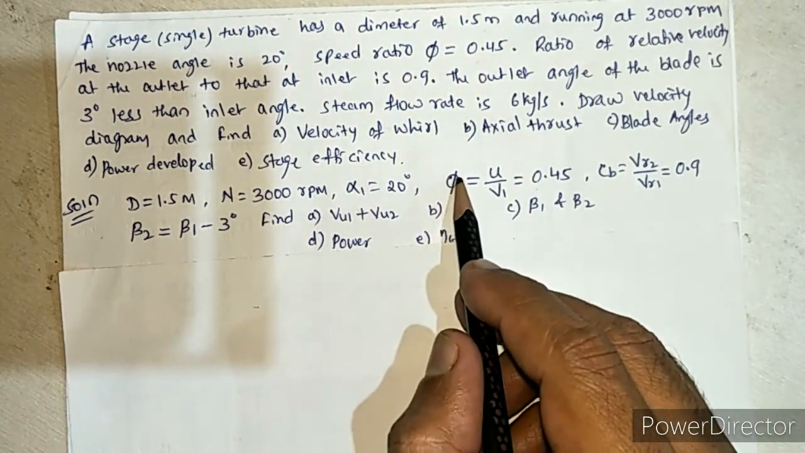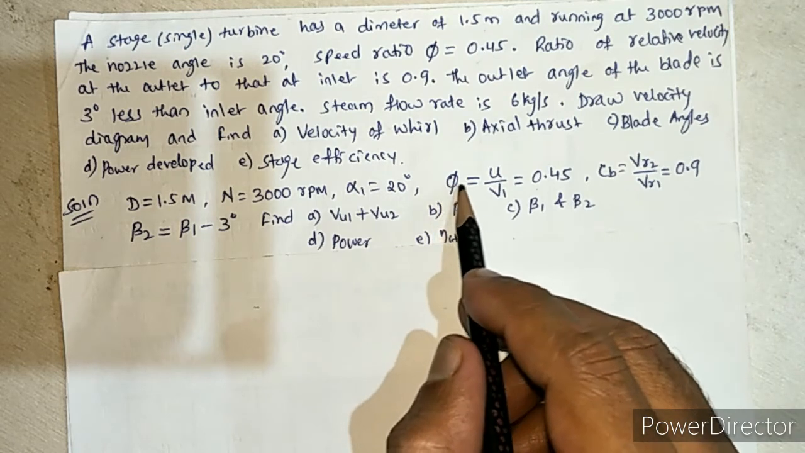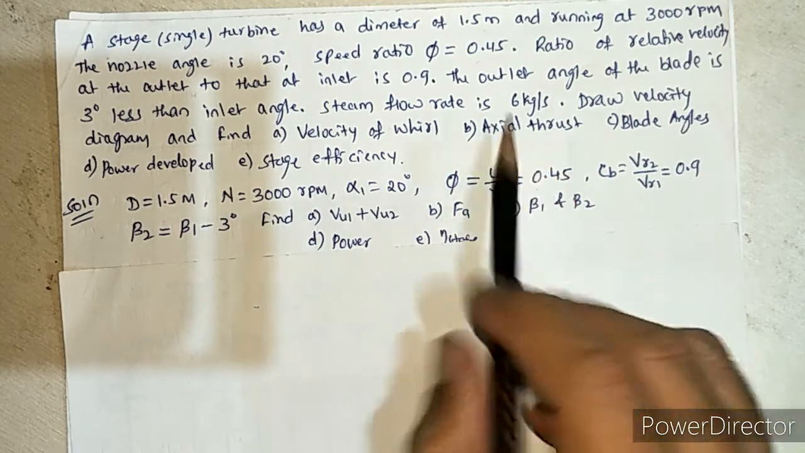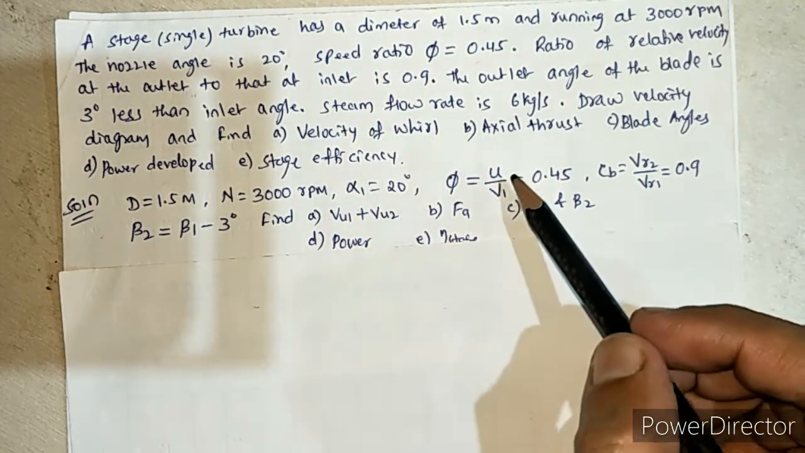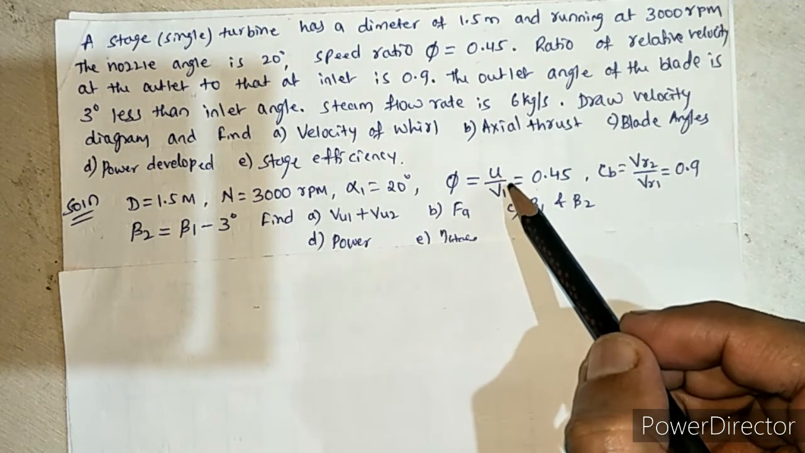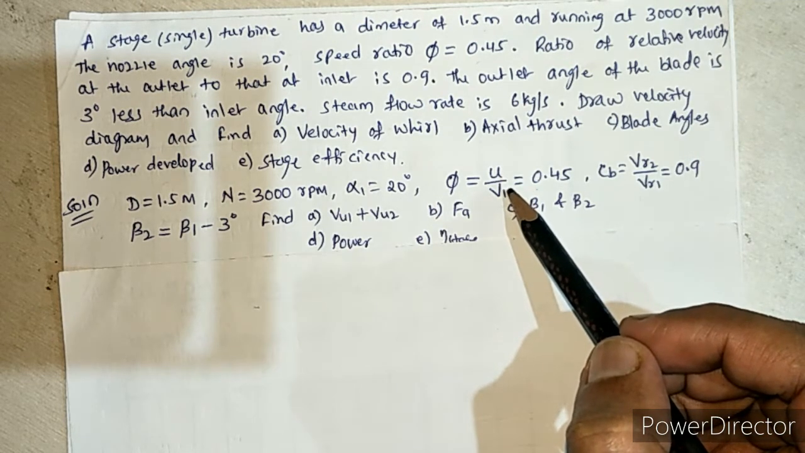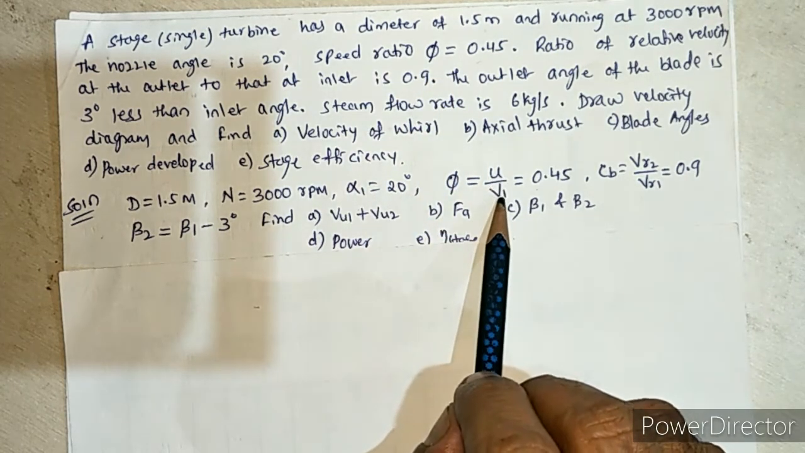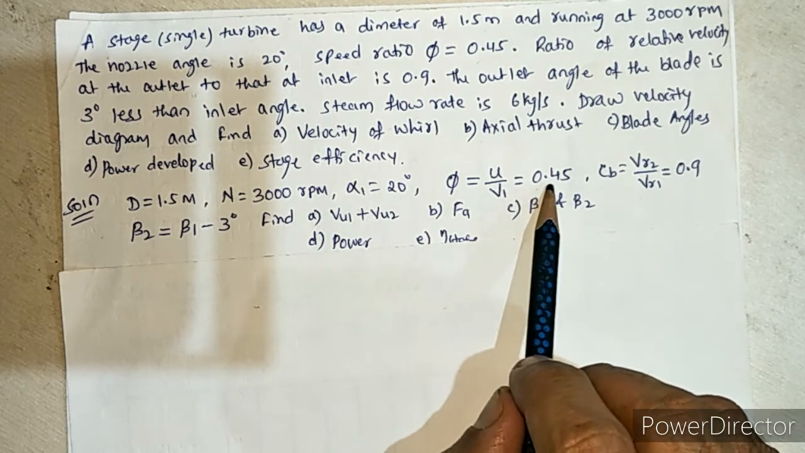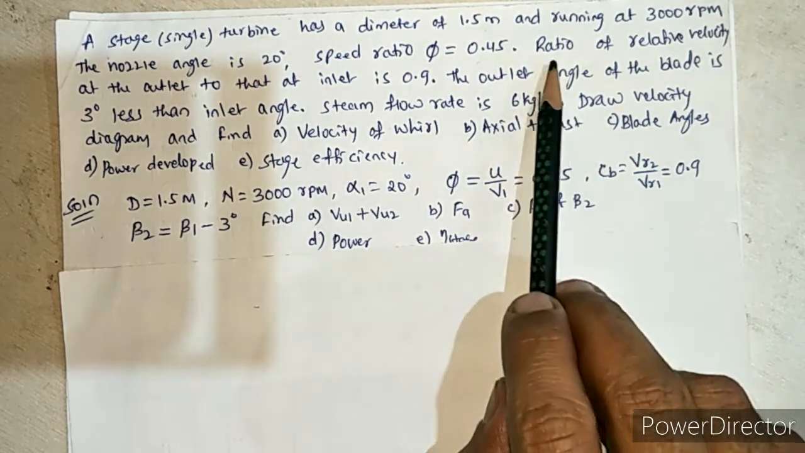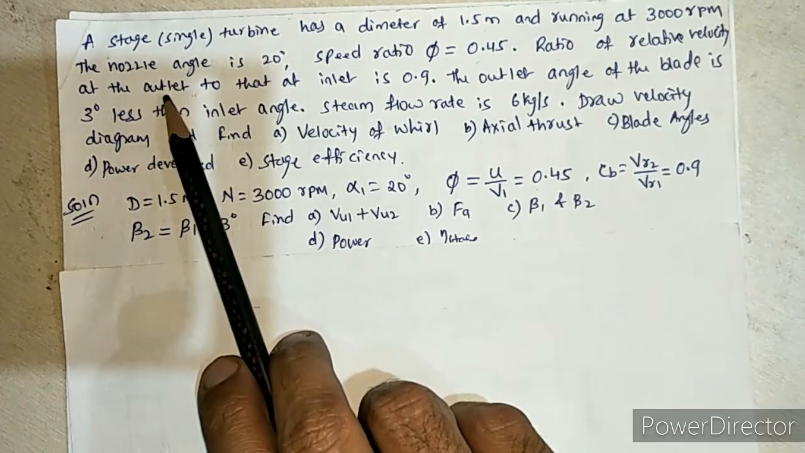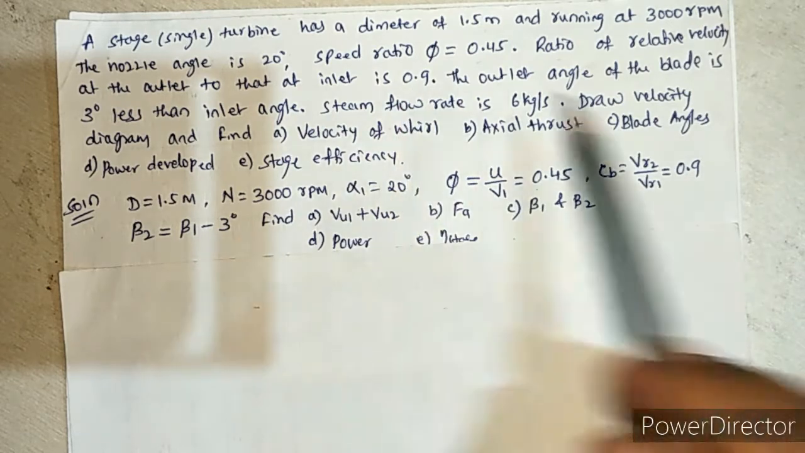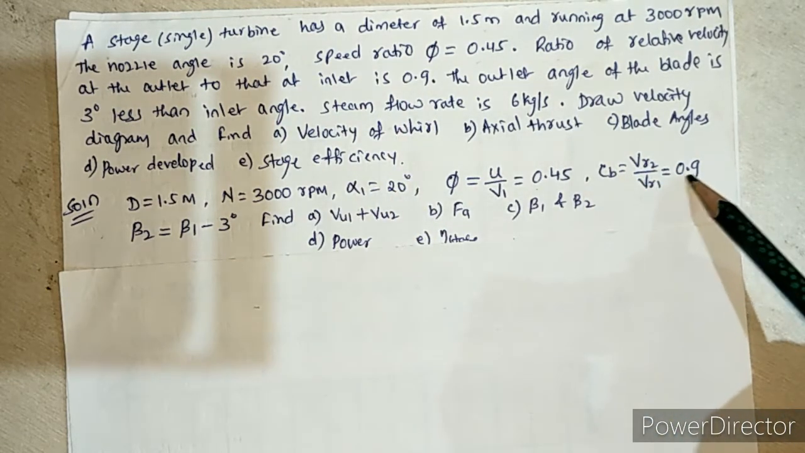So we can write the speed ratio as pi is equal to u divided by v1 is equal to 0.45. This is the equation for speed ratio. It is usually written as peripheral velocity to the inlet velocity of the jet, that we call speed ratio. Then the ratio of relative velocity at the outlet, VR2, to the inlet, VR1, is 0.9. So VR2 by VR1 is equal to 0.9.